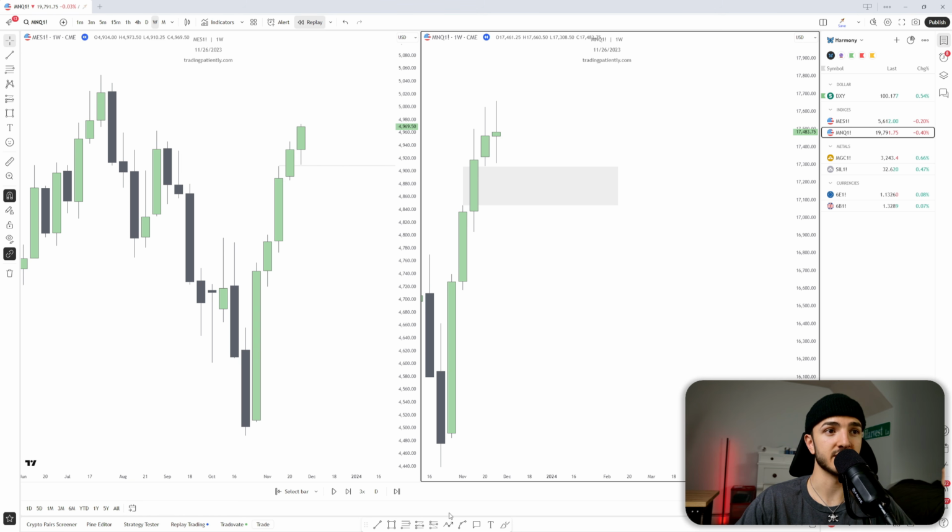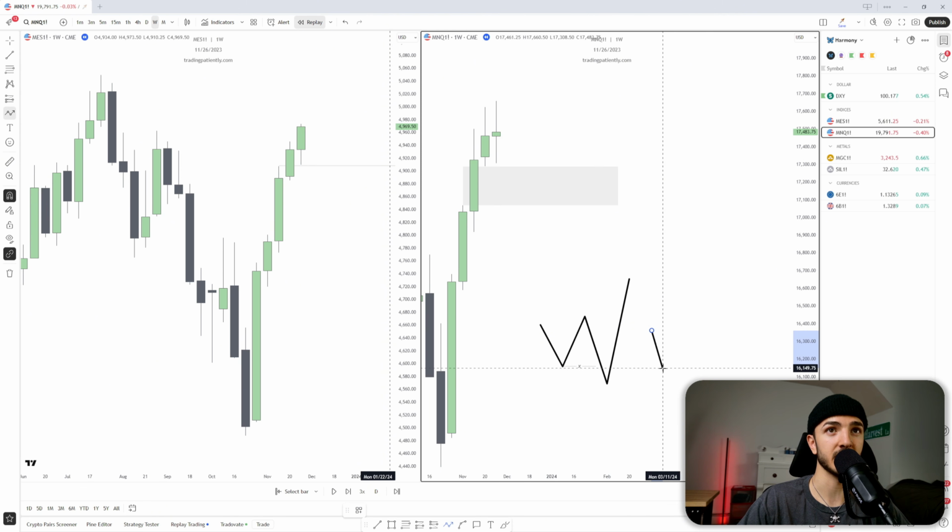So just to run through this again, SMT is simply one asset takes a low at a key level. The other fails to take a low at a key level, right? This is purely for a bullish scenario. We're marking out lows. For bullish scenarios, we're always marking out lows with SMT, right?